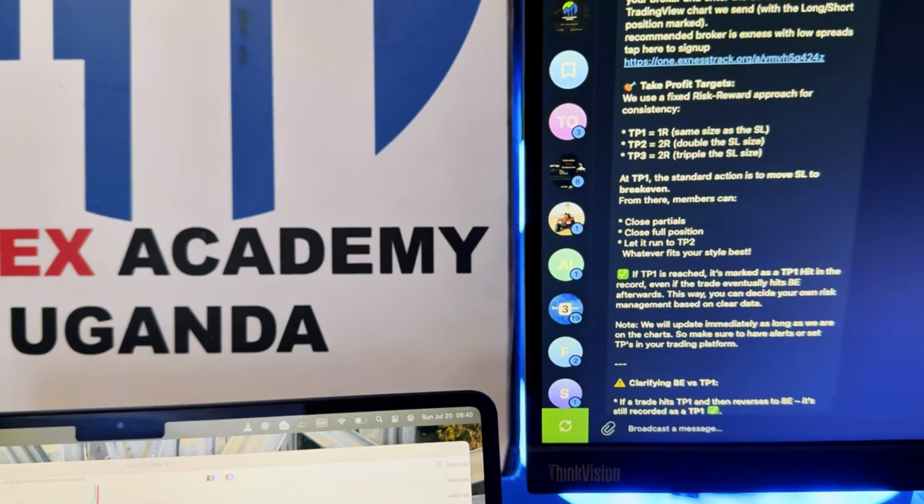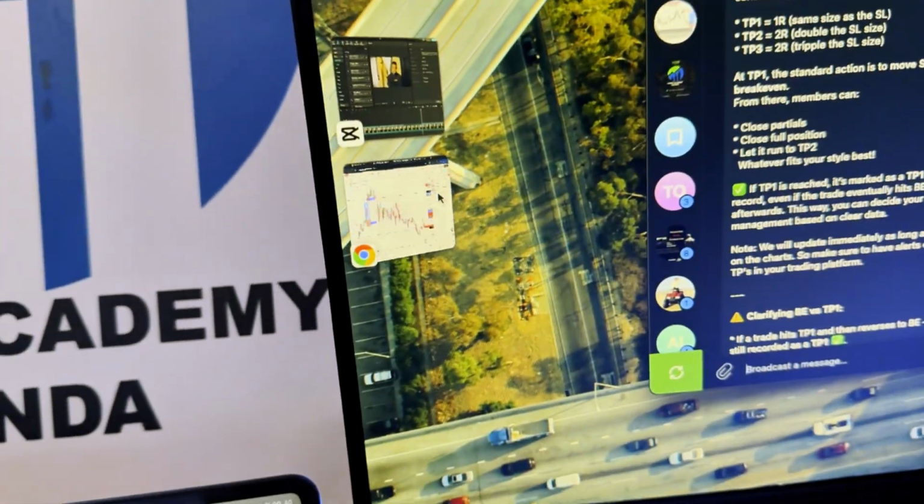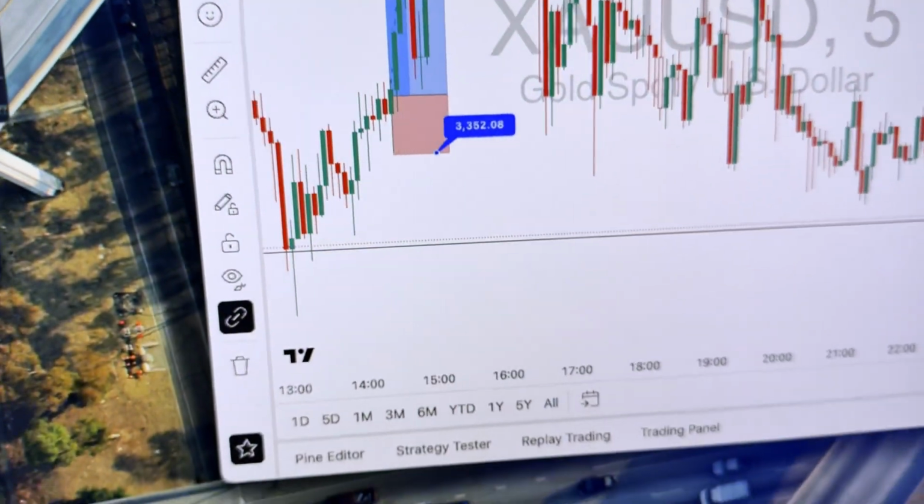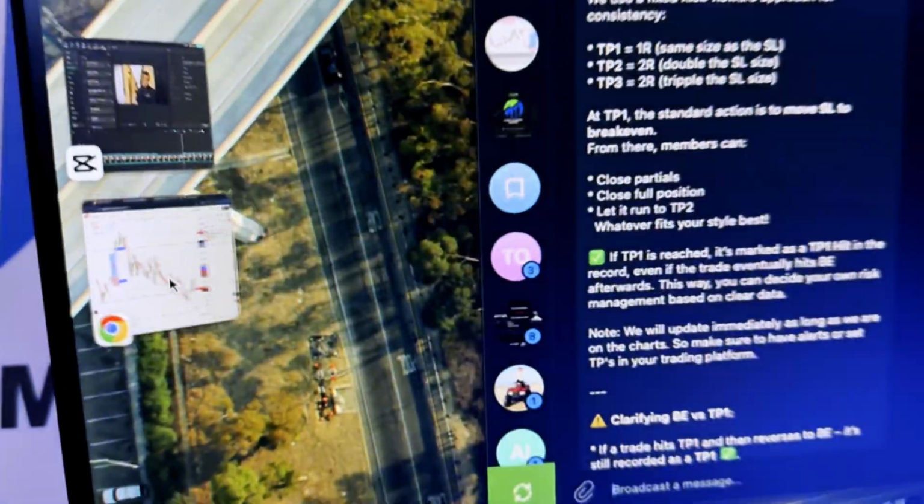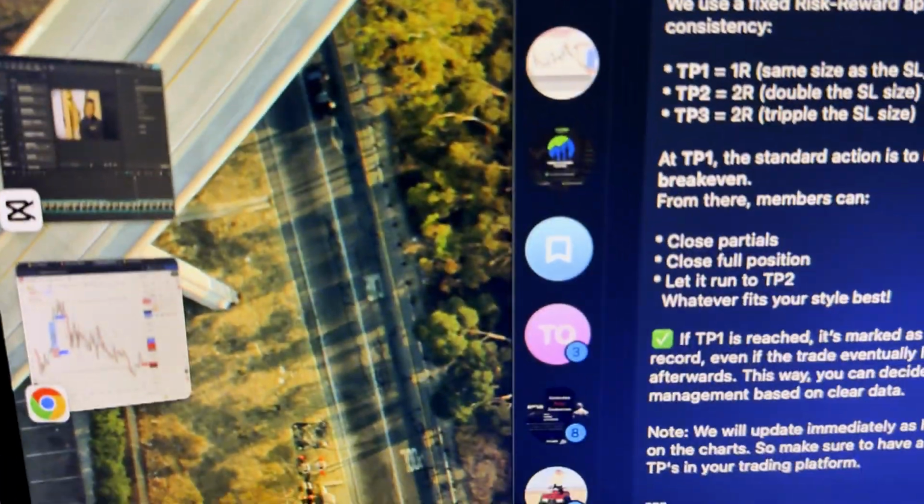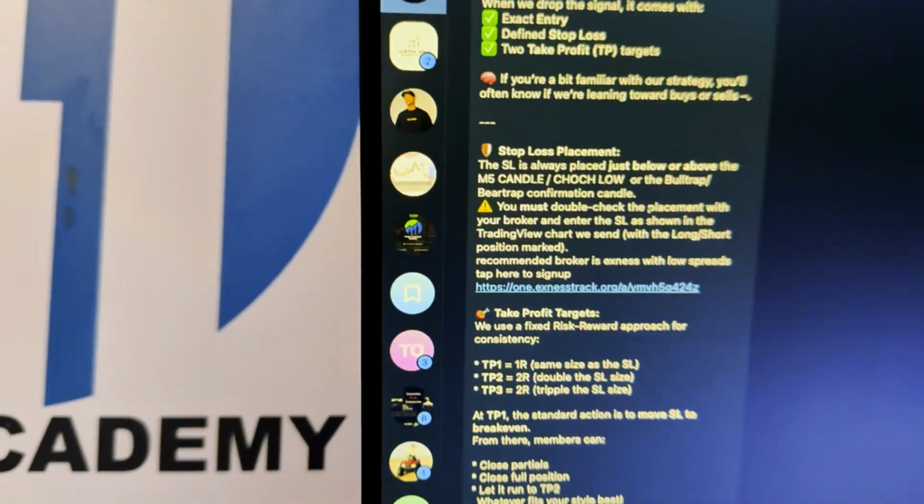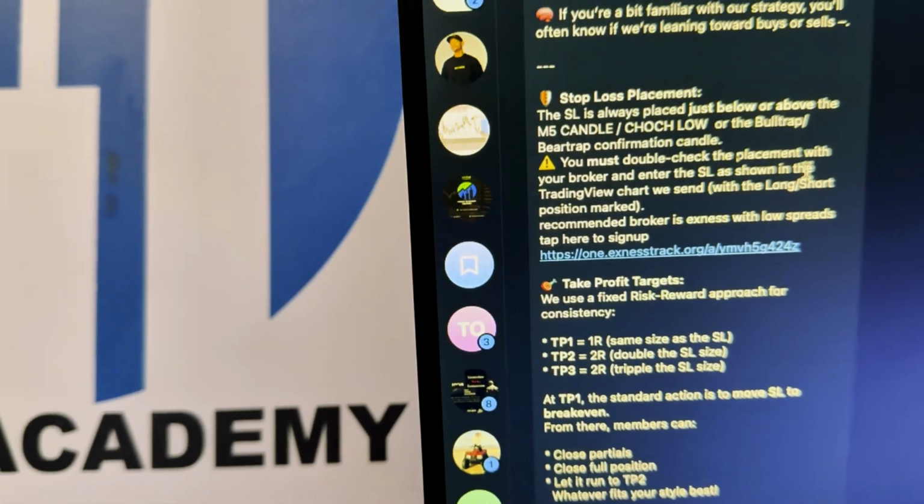Always alert. I have an indicator on TradingView for that alert. I don't know if it's here. I can show it to you. So this is it. This white candlestick is always what we use for entries as well, and I'm always updating you guys. So you must double check. Oh, we also have a bear trap and bull trap confirmation also. And now you must double check the placement with the broker and enter.